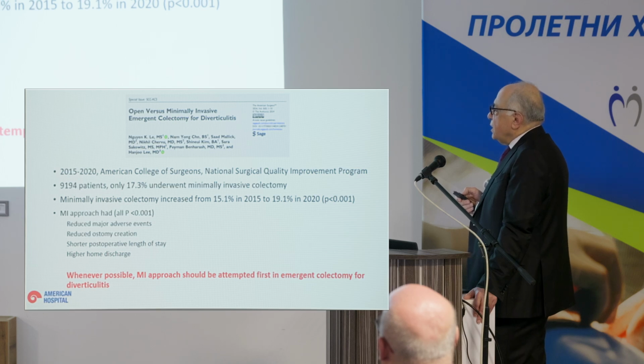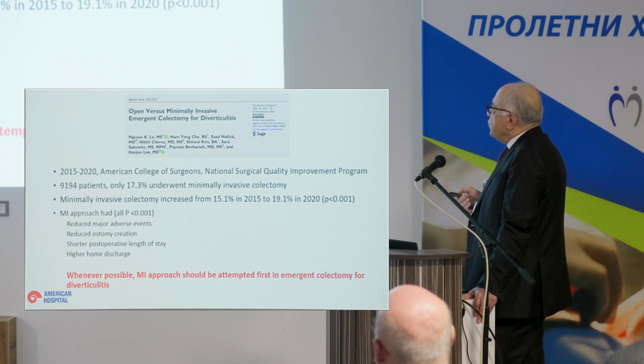Another question: should we do open surgery or minimally invasive surgery for complicated diverticulitis? This is the American College of Surgeons National Surgical Quality Improvement Program study. Almost 10,000 patients were included, and only 17% of the patients underwent minimally invasive colectomy in the United States. That means that even in developed countries, minimally invasive surgery is not the procedure of choice for complicated diverticulitis. But in the conclusion of this study, the authors conclude that whenever possible, a minimally invasive approach should be attempted first in emergent colectomy for diverticulitis.